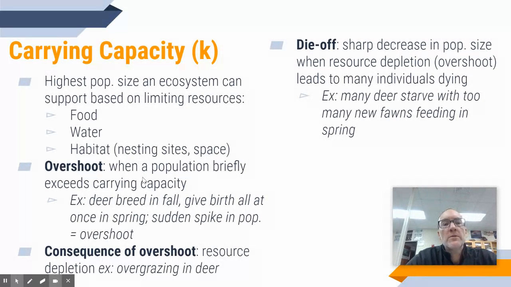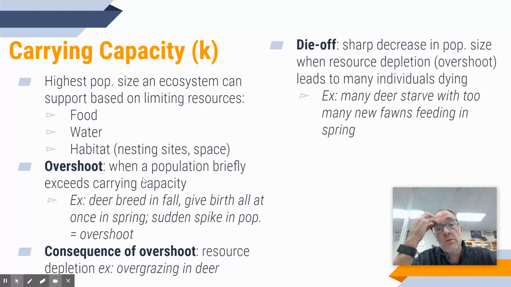And overshoot is when a population briefly exceeds it. Real common with deer populations. They'll reproduce excessively in the fall and in the spring, and then there'll be a spike in the population. Cold winter comes along and knocks down those populations.